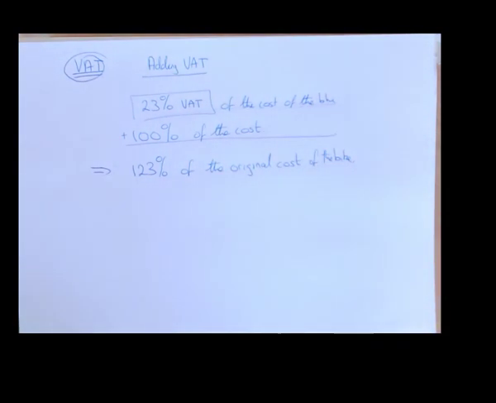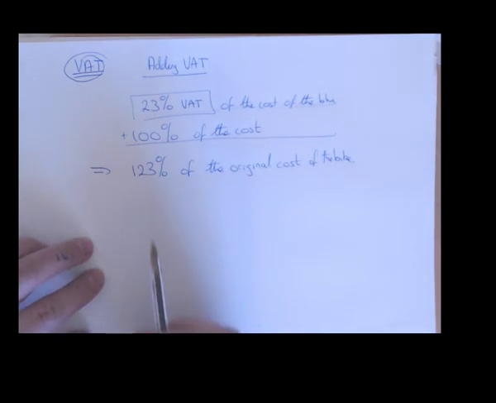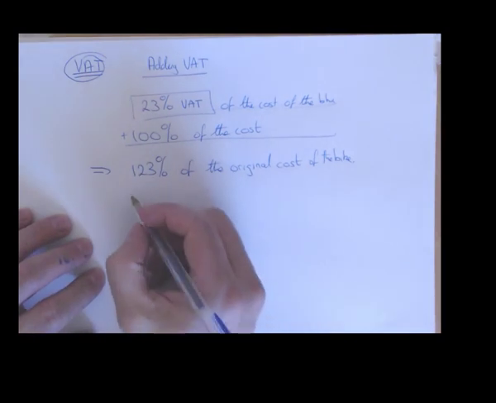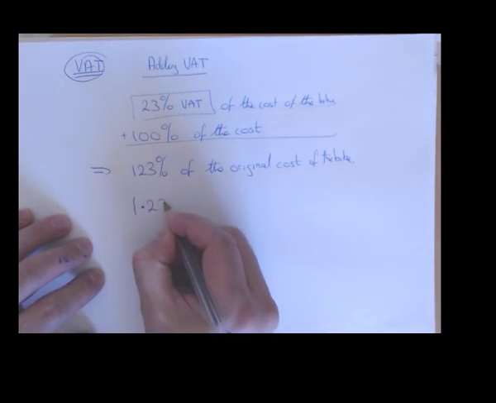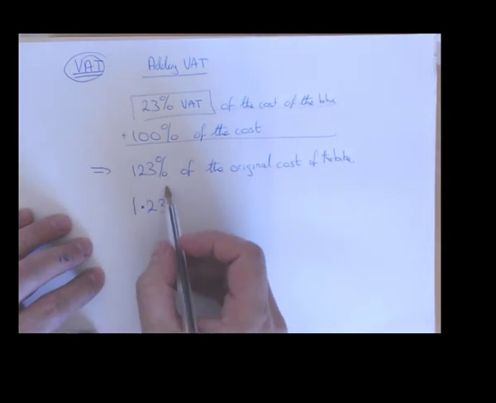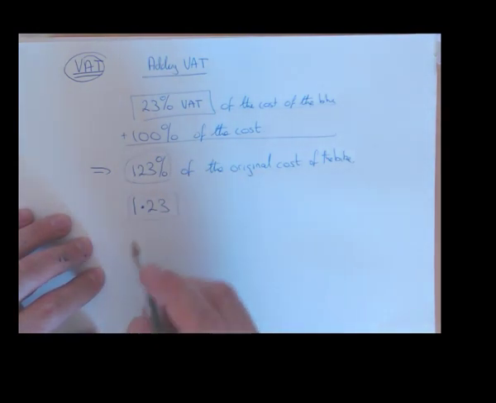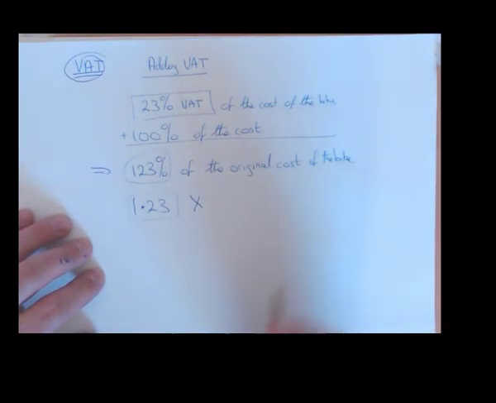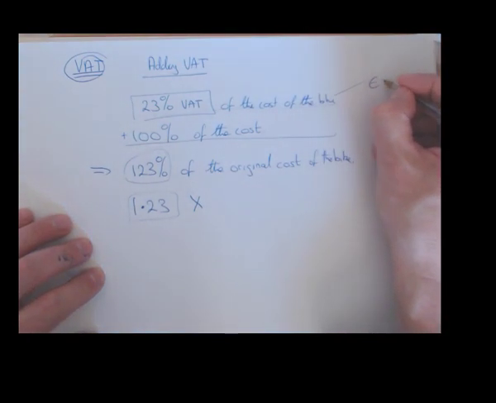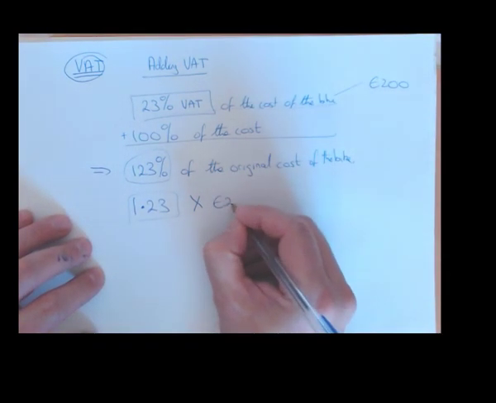So I kind of labored the point last day. We don't have 123%. We have 123% of the original cost of whatever you're buying. Okay, to find 123% of the original cost, you go 1.23. That's the decimal version of 123%. This and this, they're the same thing. Of means multiplied. The original cost of the bike, in this case, is €200.